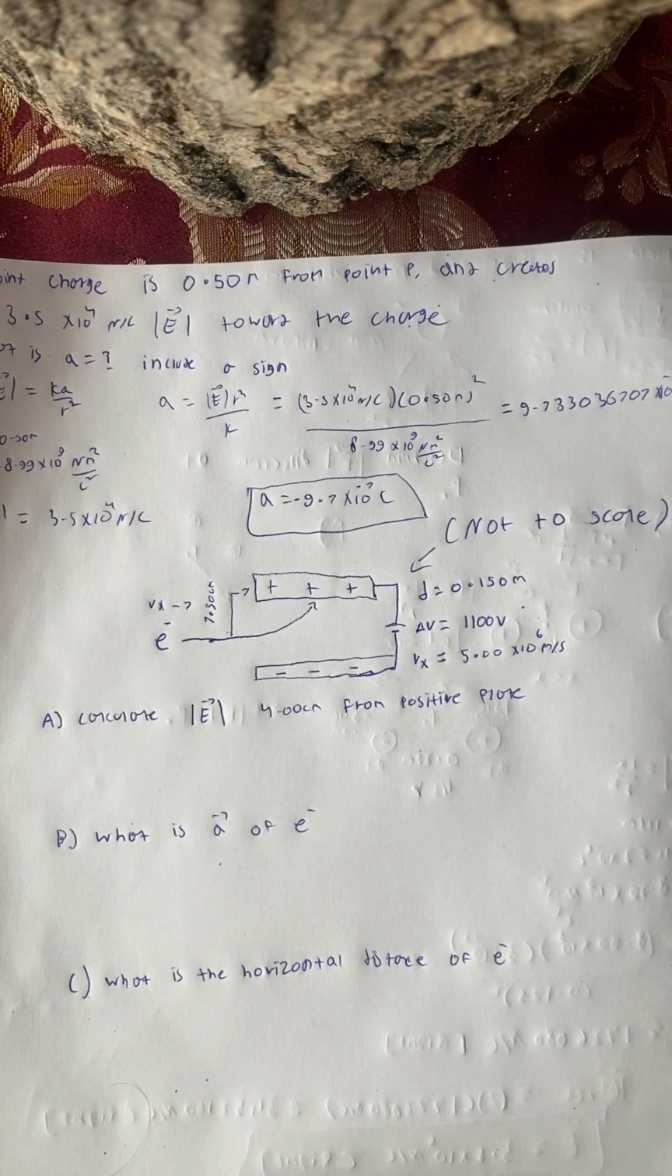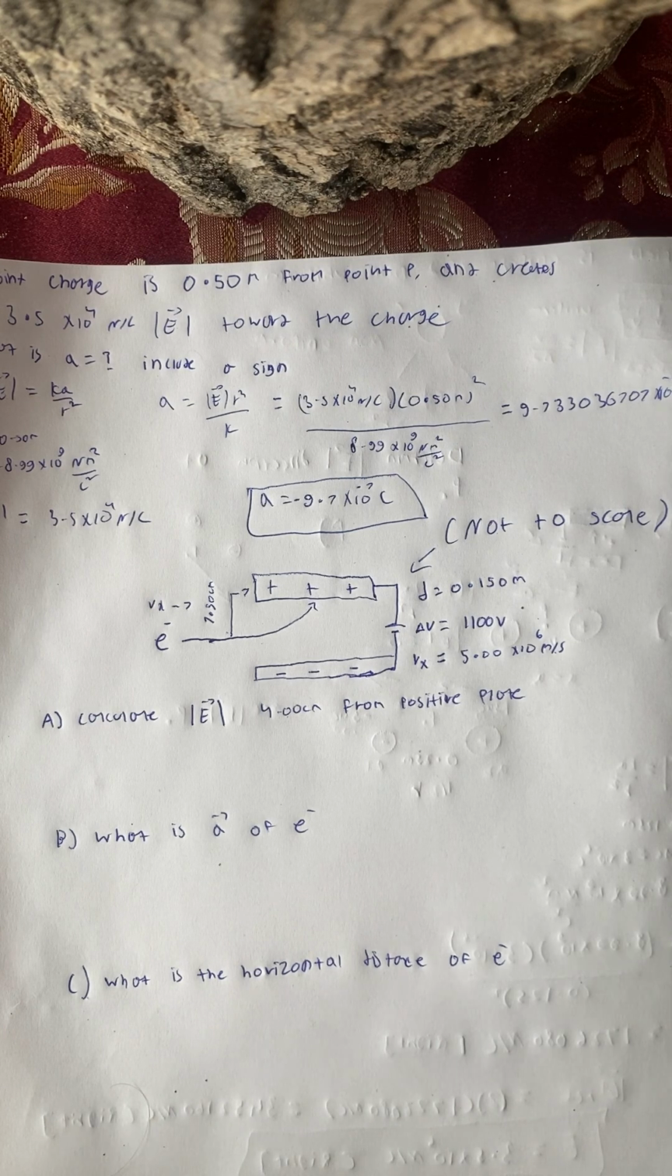Alright, so now we got a different type of question, and it's 3 parts. Just a little bit more. But as long as you follow the steps, it'll be fine. So, A, calculate electric field 4 centimeters from the positive plate.